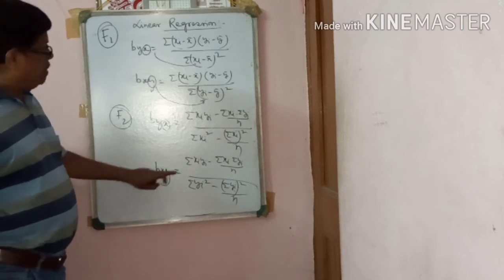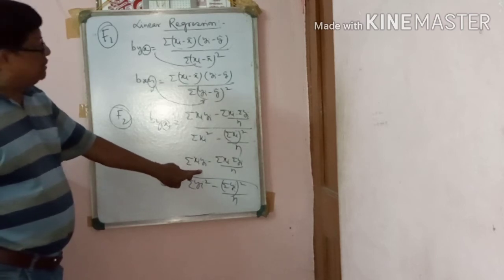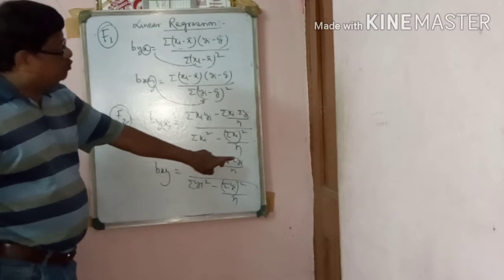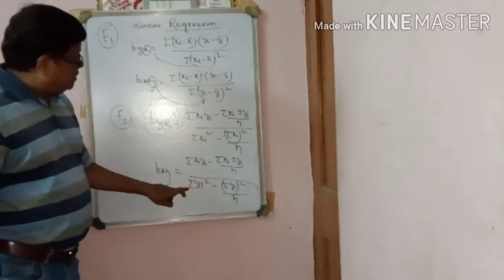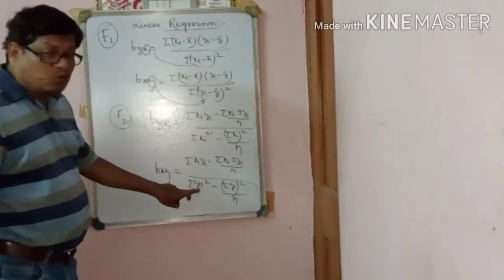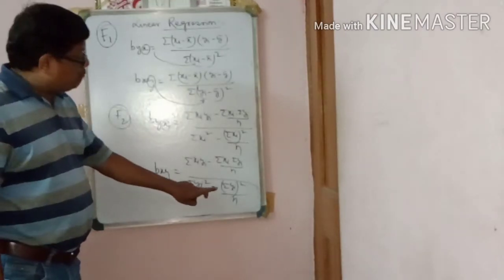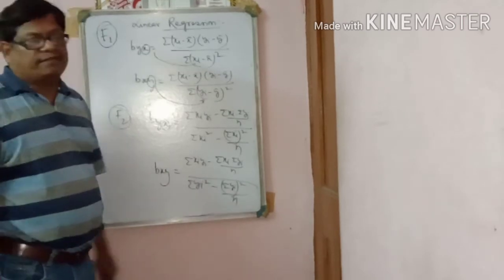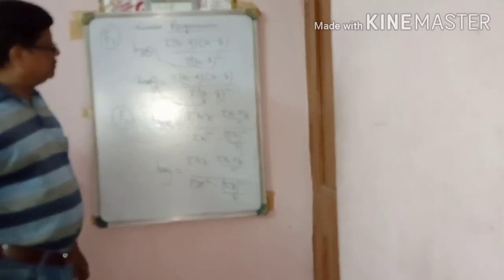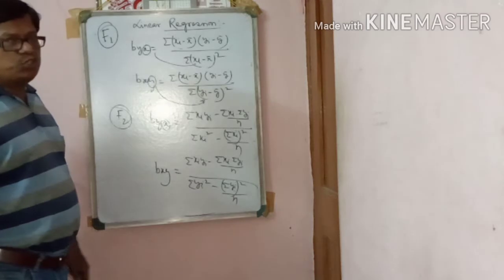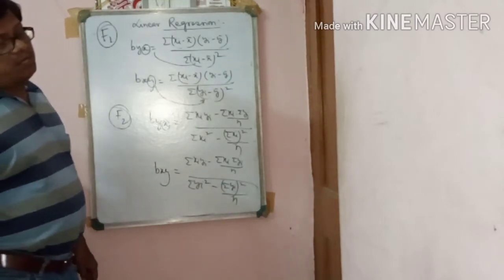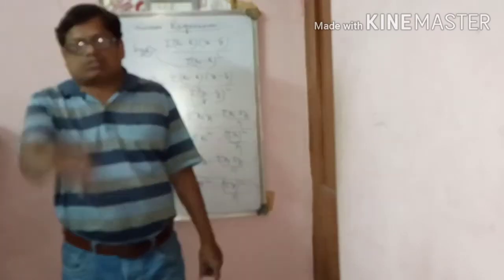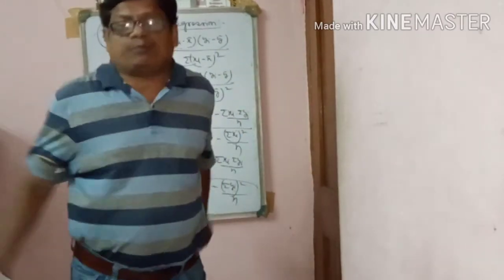bxy is summation xi yi minus summation xi into summation yi by n, divided by summation yi square minus summation yi whole square by n. Is all of this understood? Keep in mind, if you remember the formula, you can solve, otherwise you cannot. More and more times you have to practice at home.